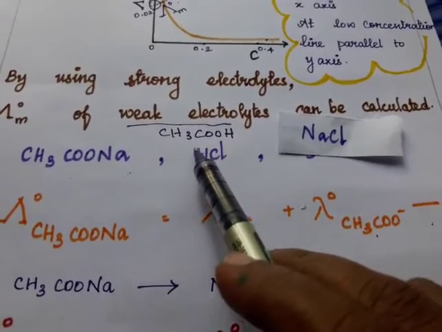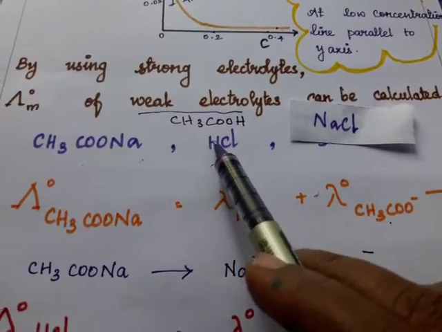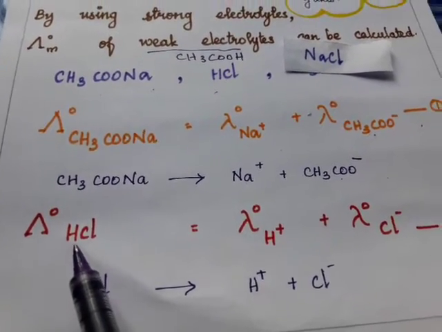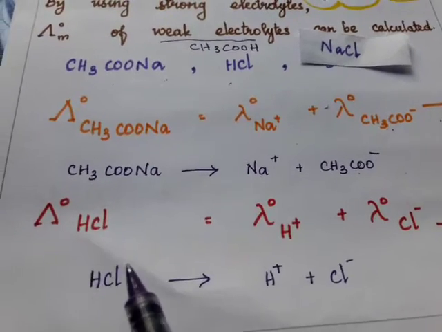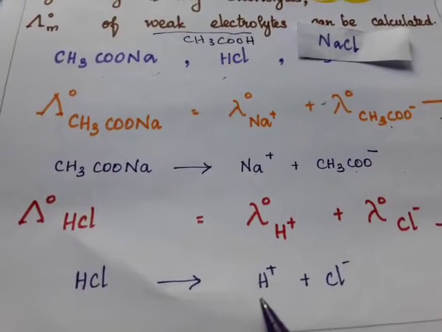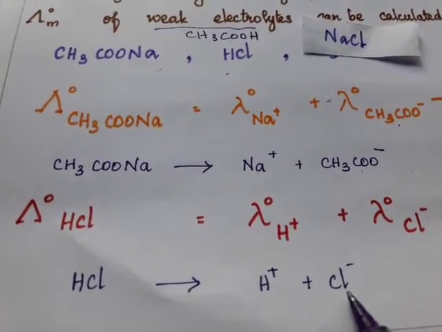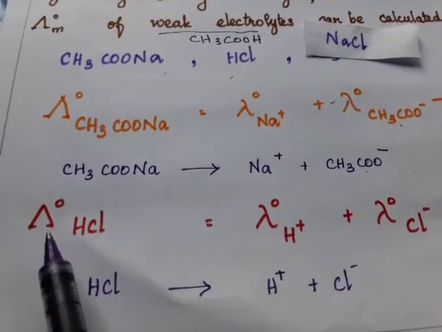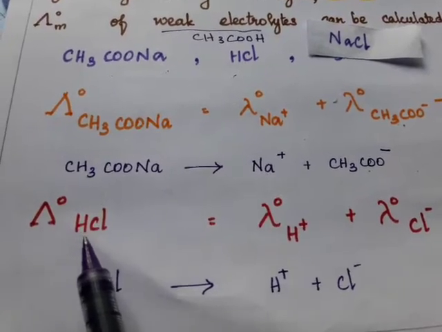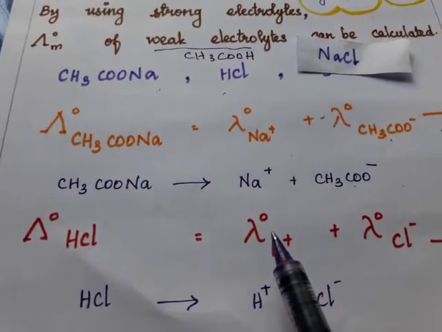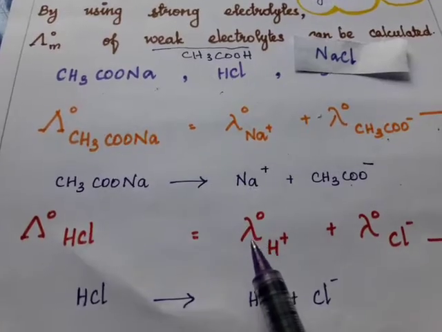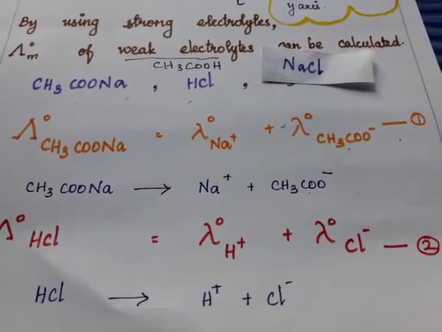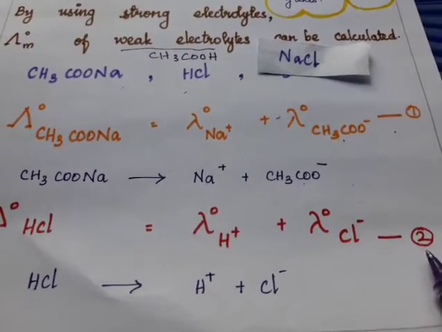Next, the strong electrolyte we have is hydrochloric acid. Let me find the limiting molar conductance of hydrochloric acid. HCl will be ionized into H plus and Cl minus. According to the Kohlrausch law, we can write the limiting molar conductance of HCl is equal to the limiting molar conductance of H plus ion plus the limiting molar conductance of Cl minus ion. Let me take this as equation number 2.